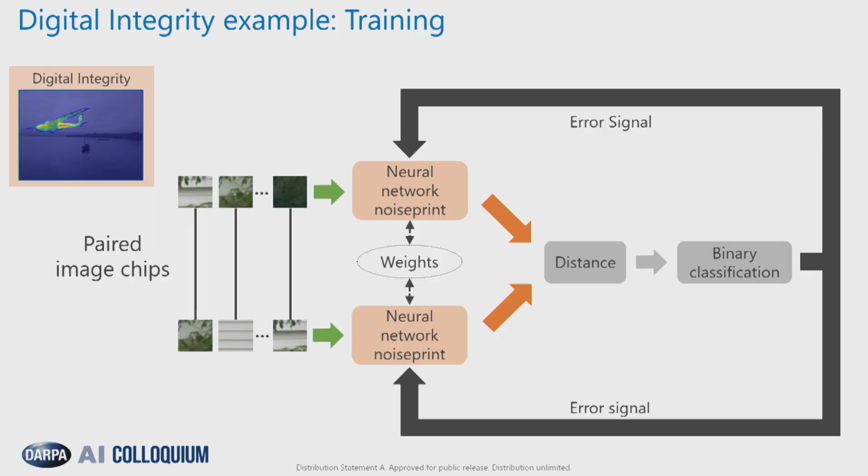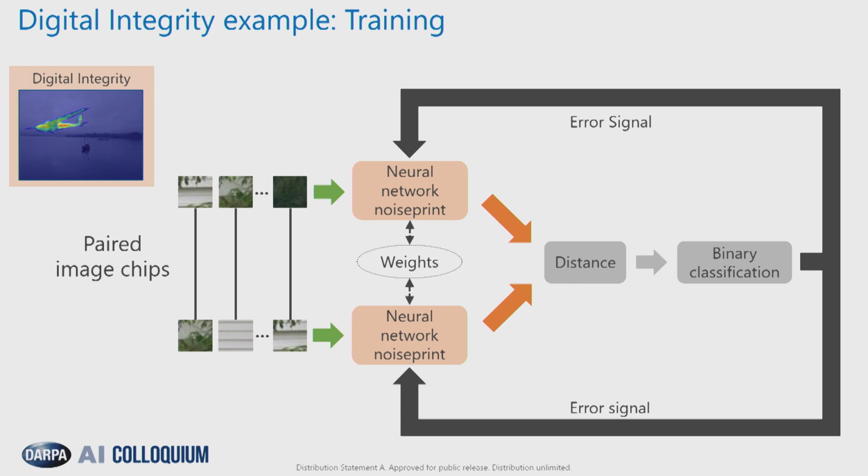So the first approach was developed by the University of Naples, and it uses a Siamese network which shares weights. It's trained across a set of pairs of image chips that are either from the same image and have consistent noise patterns, or are from 2 different images and have inconsistent noise patterns. This goes into a neural network with shared weights.